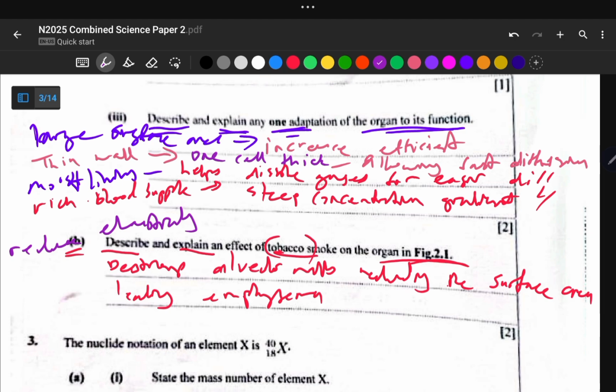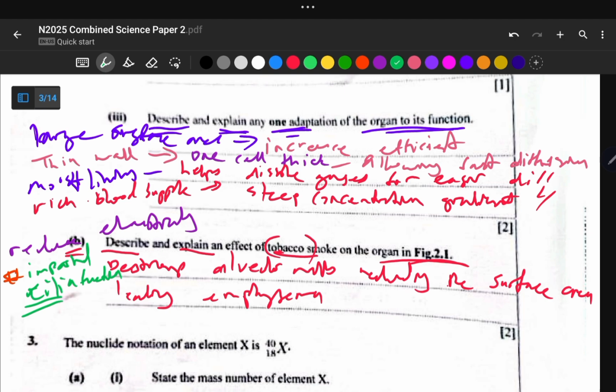And then we have impairment of the cilia. This one you need to take note of. Let me use another color. Impaired cilia function. First you need to understand the function of cilia, and then try to understand how smoke affects the function of cilia. So we have what we call paralyzed cilia, right?